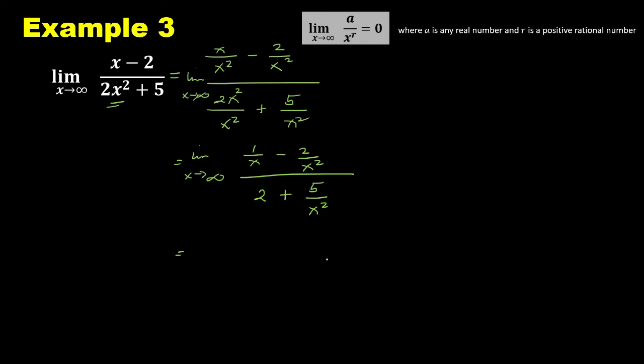Let us recall the idea that the limit of a over x raised to r as x approaches infinity is equal to 0. So if we would like to get the limit of each term of our fraction here, negative 2 over x squared would have a limit of 0. 1 over x would have a limit of 0. Same with 5 over x squared. So what we have here would be the limit of 0 over 2 as x approaches infinity. So 0 over 2 would be 0. So we're getting the limit of 0 as x approaches infinity, and that would be 0.